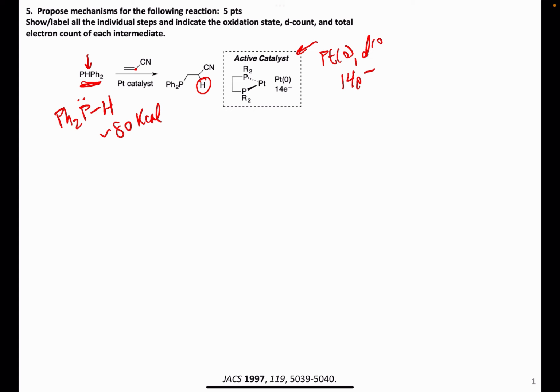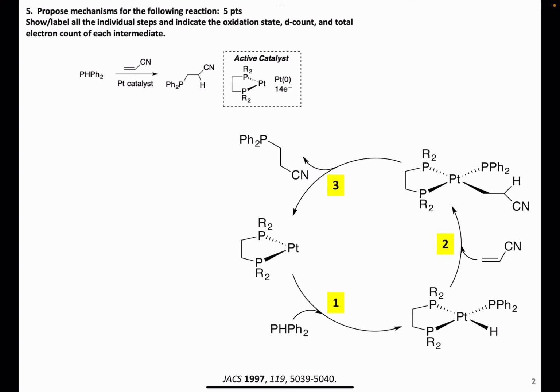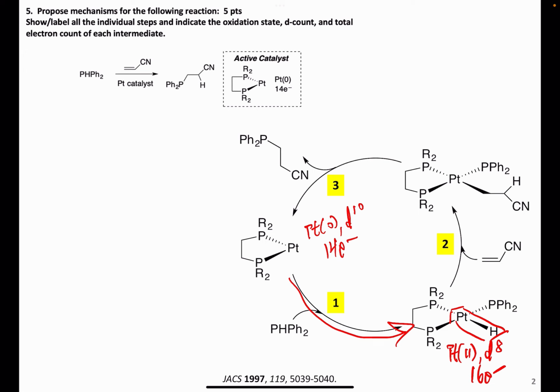If we now start our catalytic process, we start here again with our platinum 0, d10, 14 electron active catalyst. We now have the oxidative addition of a PH bond. Notice that the coordination number of platinum goes up by 2, the oxidation state of platinum goes up by 2, and the overall electron count at platinum goes up by 2. We have now a platinum 2, d8, 16 electron compound. Notice also we have this metal hydride, a platinum hydride. We also have a 16 electron compound, so that's coordinatively unsaturated.